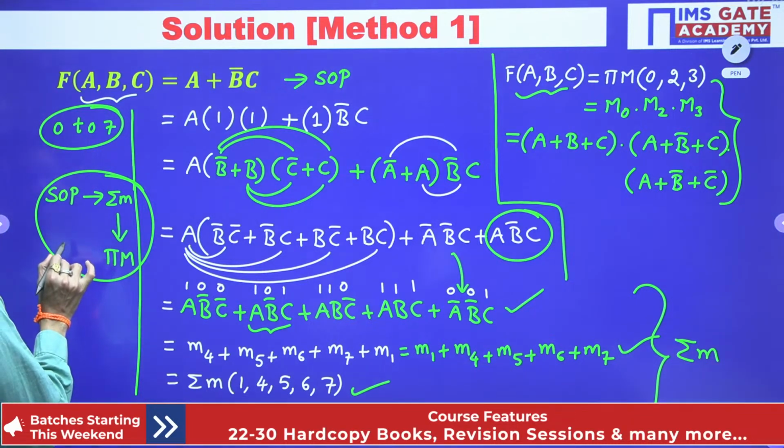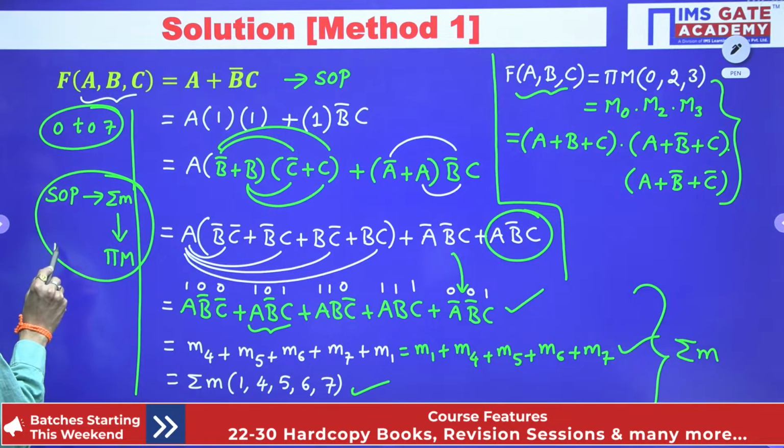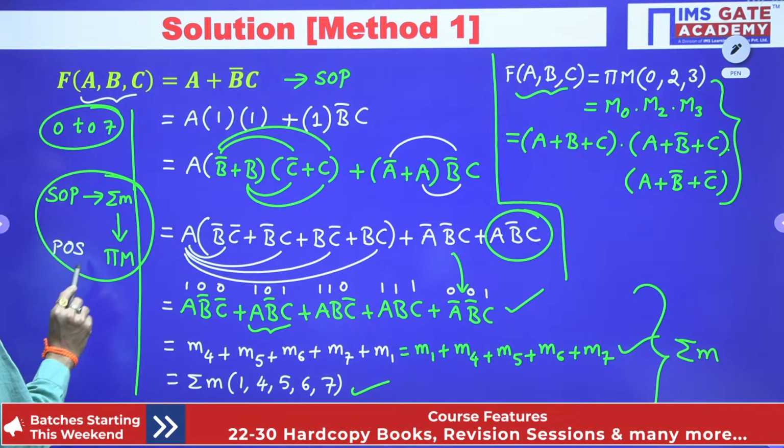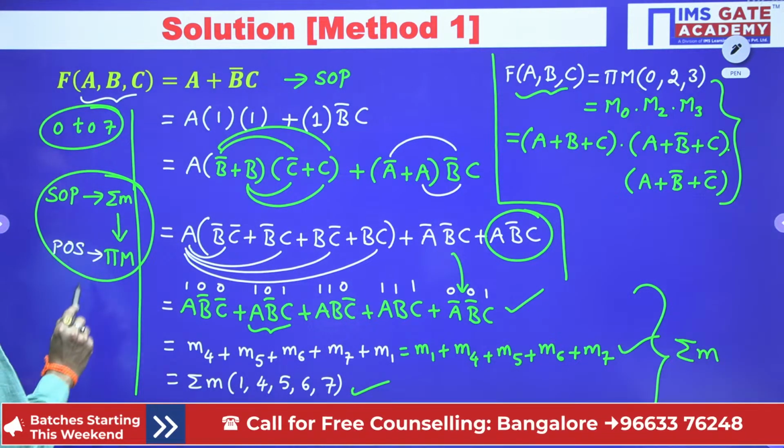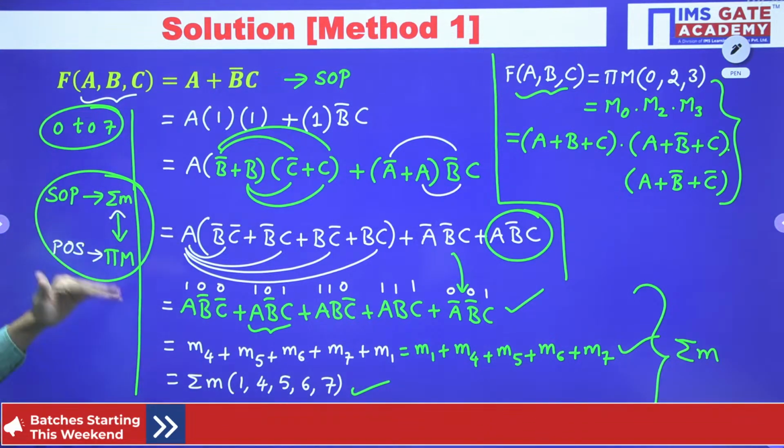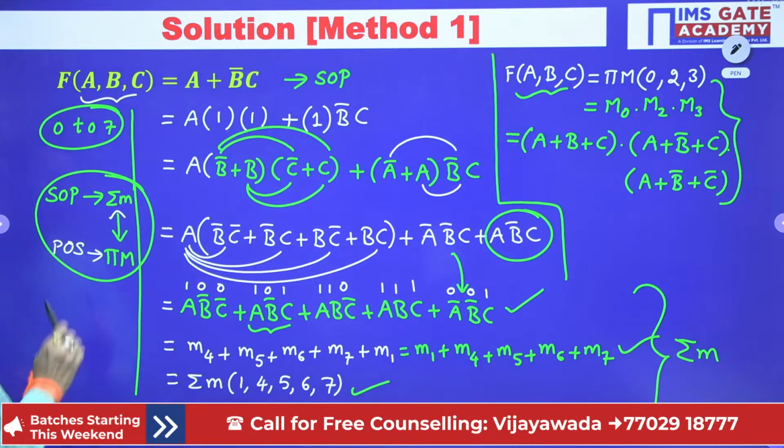what should be your original function? Your original function should be POS. If you are having POS, from there you will get pi capital M. From pi capital M you can get sigma m, like that. I hope it is clear for everyone. So this is the first method.